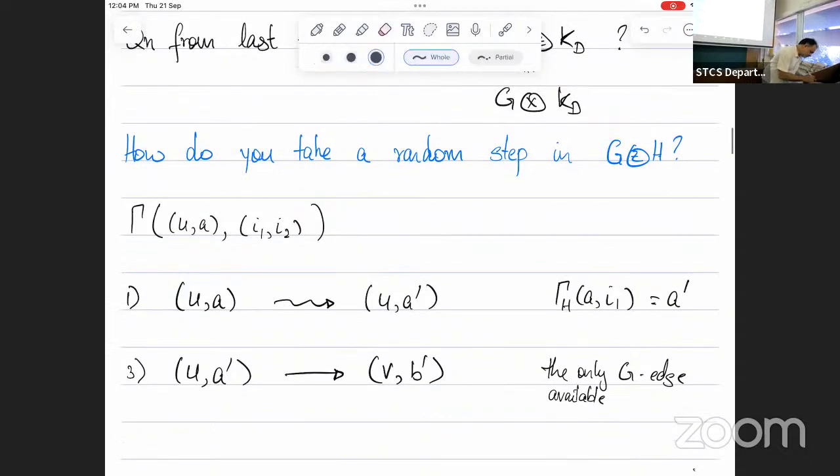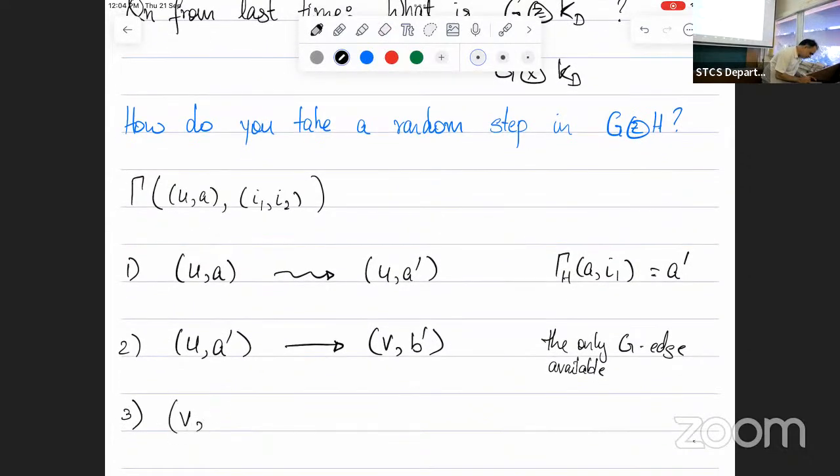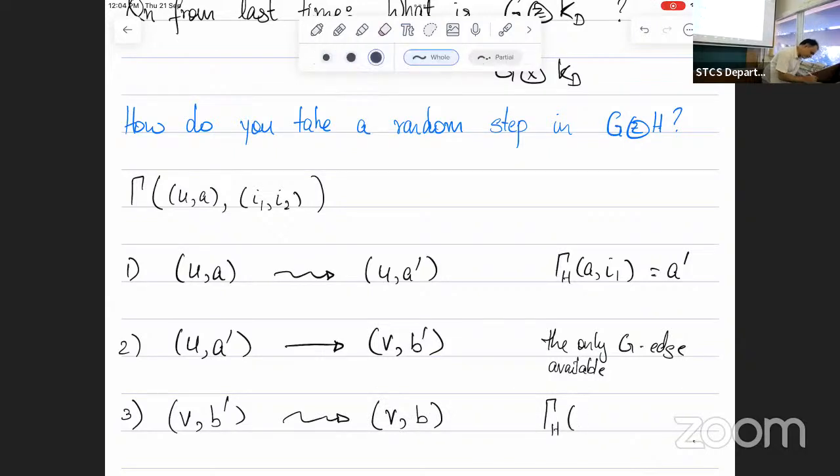Oh, sorry, this is not 2. This is step 2. And what is step 3? And now I go from (V, B prime) to (V, B), where gamma h of B prime and 2, this is B. So this is the process of going to a random neighbor.